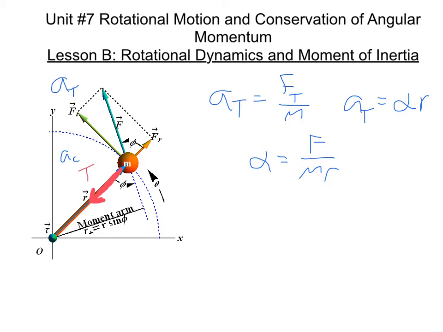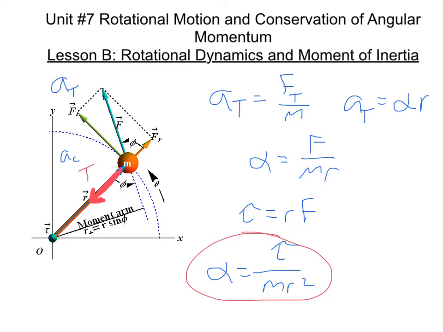So now we can connect this angular acceleration to the torque because the force, which is perpendicular to the radial line, exerts a torque. So the torque, of course, is rF. With this relation between force and torque, we can rewrite this as alpha equals torque over mr squared. This gives us a relationship between the torque on a single particle and its angular acceleration. Now all we have to do is to expand this idea from a single particle to an extended object.